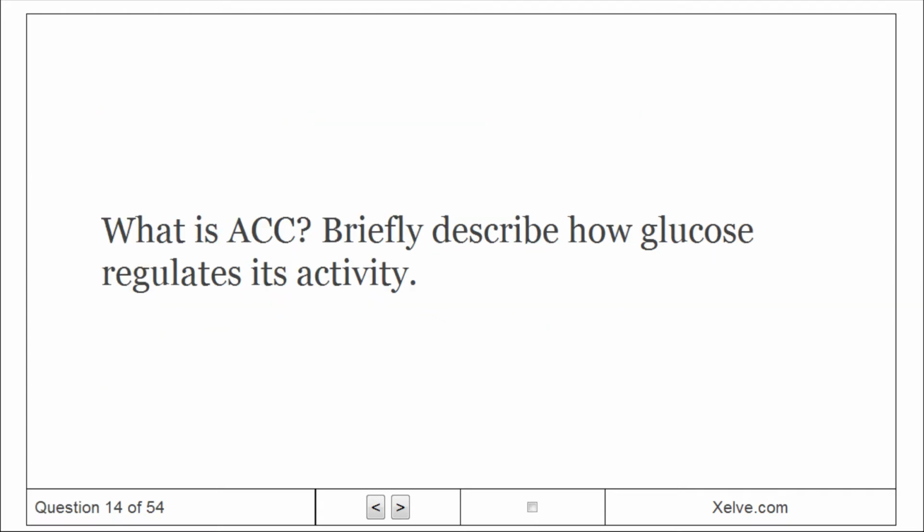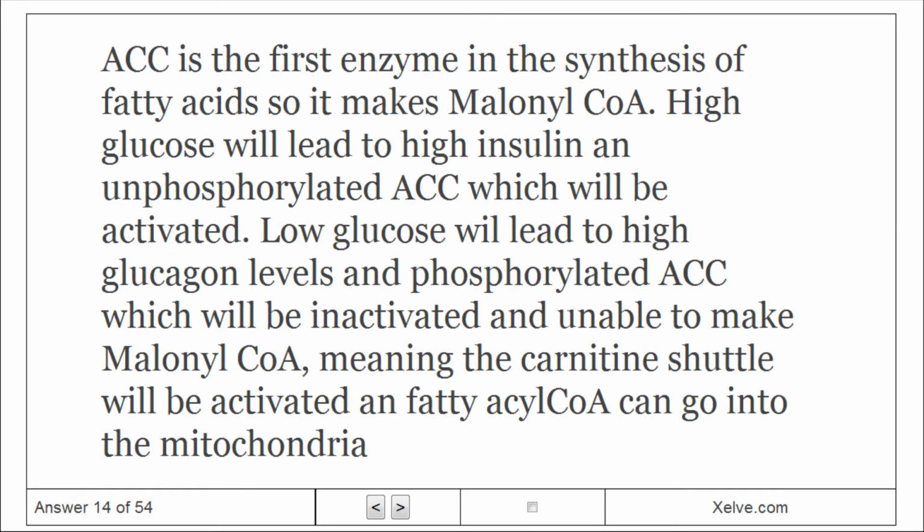What is ACC? Briefly describe how glucose regulates its activity. ACC is the first enzyme in the synthesis of fatty acids, so it makes malonyl-CoA. High glucose will lead to high insulin and unphosphorylated ACC, which will be activated. Low glucose will lead to high glucagon levels and phosphorylated ACC, which will be inactivated and unable to make malonyl-CoA, meaning the carnitine shuttle will be activated and fatty acyl-CoA can go into the mitochondria.